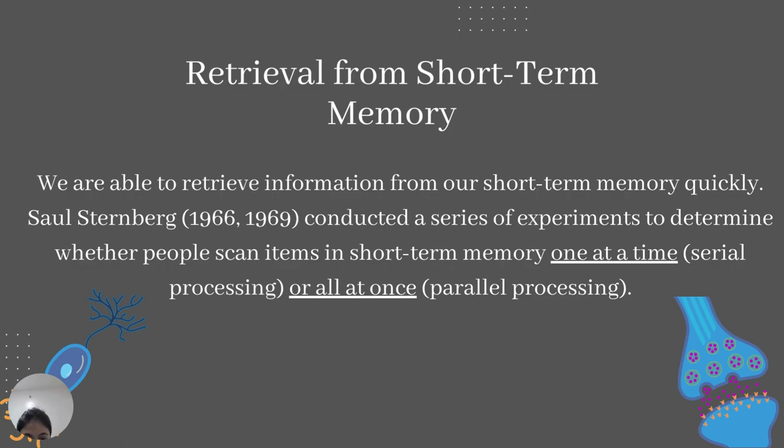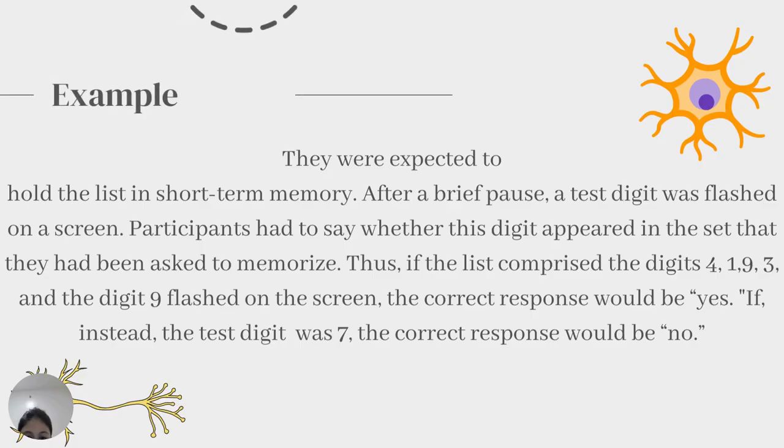Saul Sternberg conducted a series of experiments to determine whether people scan items in short-term memory one at a time or all at once. So that is called serial processing or parallel processing.